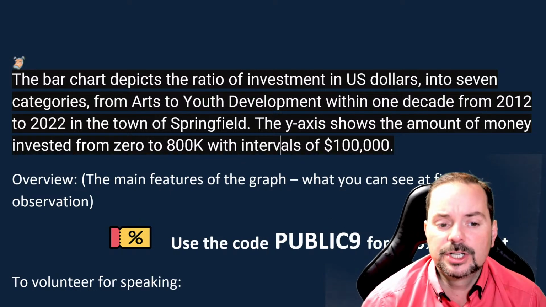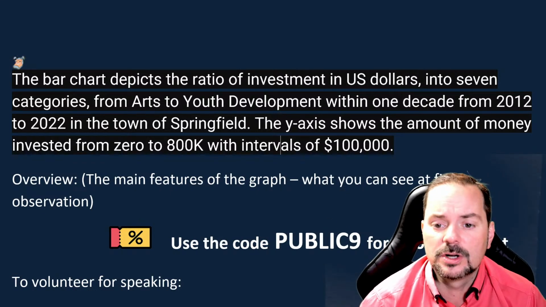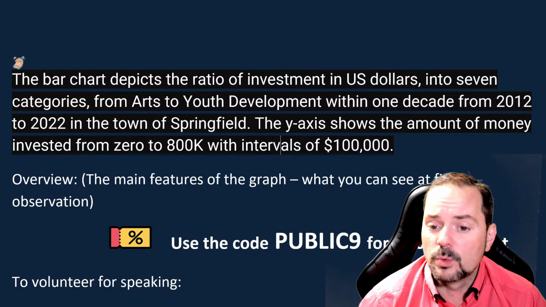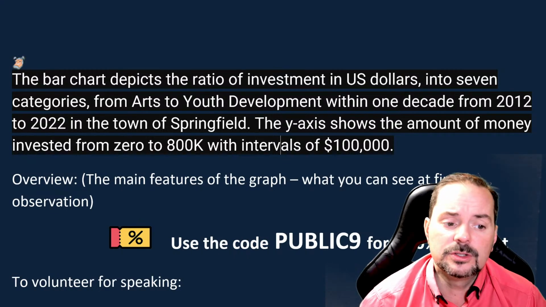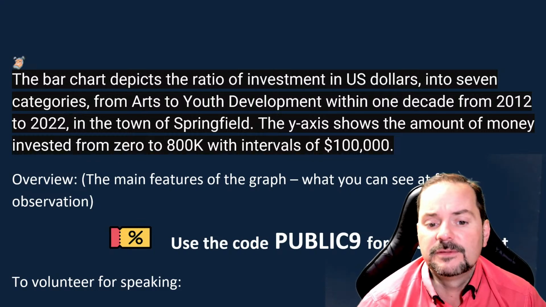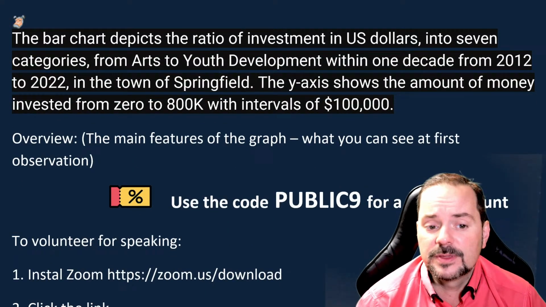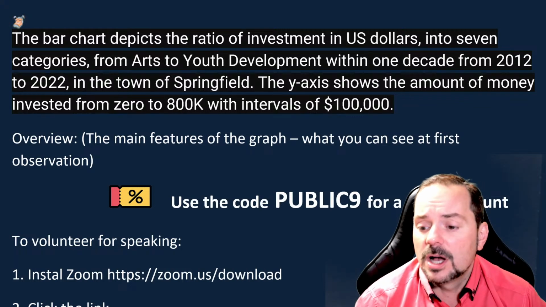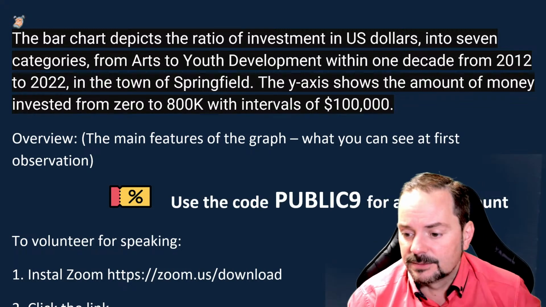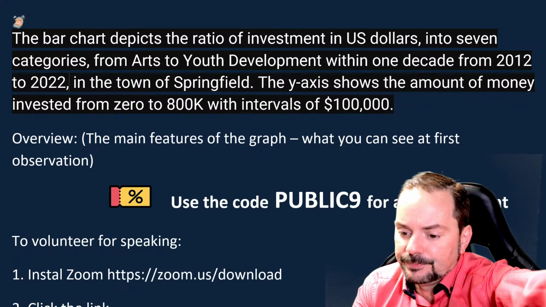Okay, so the bar chart depicts the ratio of investment in US dollars into 7 categories from arts to youth development within 1 decade from 2012 to 22 in the town of Springfield. The y-axis shows the amount of money invested from 0 to 800,000 with intervals of 100,000. Okay.